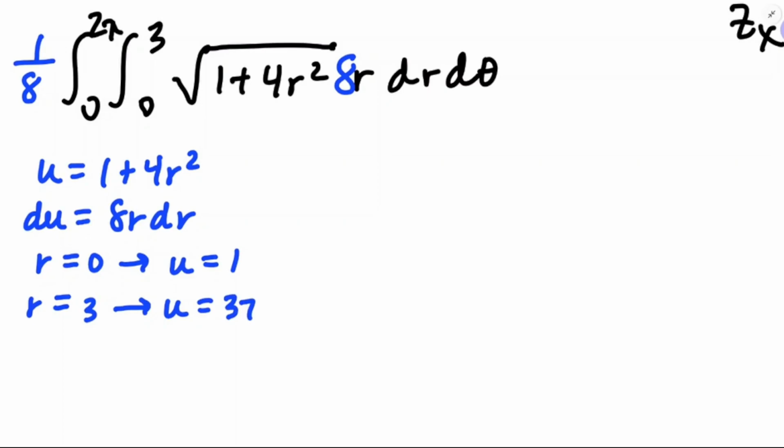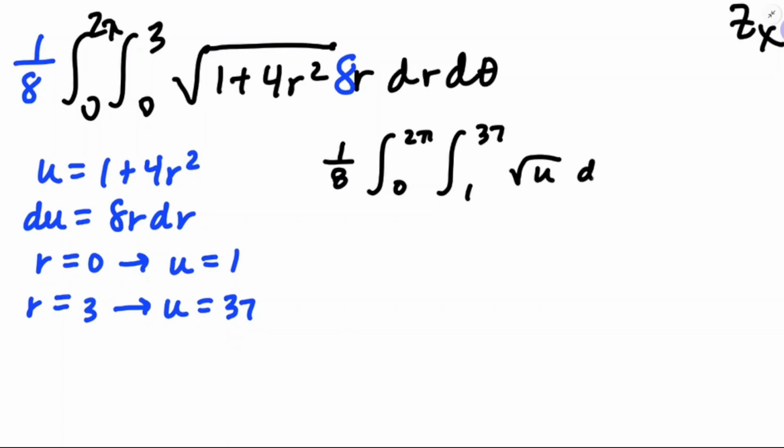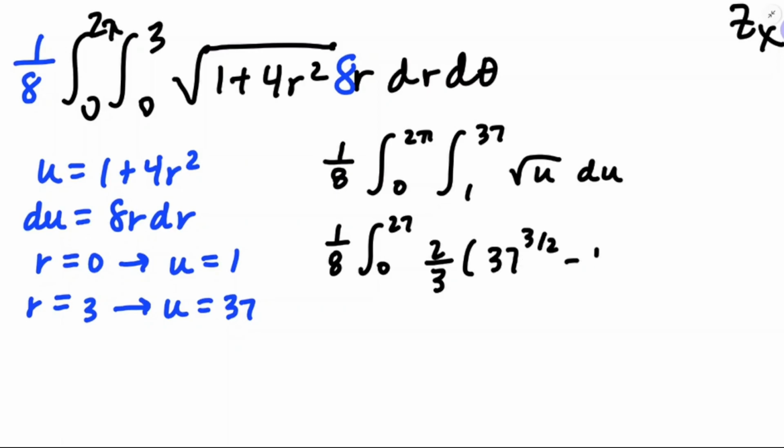That's weird. Okay, I do kind of remember getting this. I think somebody requested this in class. Okay, so this is going to be 1/8 of the integral from 0 to 2 pi of the integral from 1 to 37 of the square root of u du. And that's going to be 1/8 of the integral from 0 to 2 pi of 2/3 of 37 to the 3 halves minus 1 to the 3 halves.